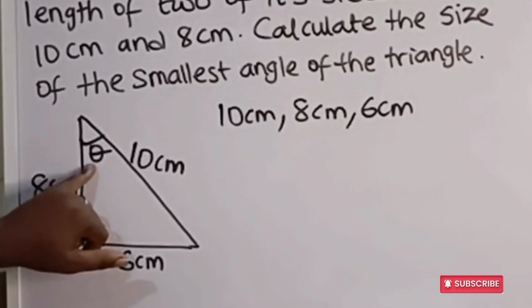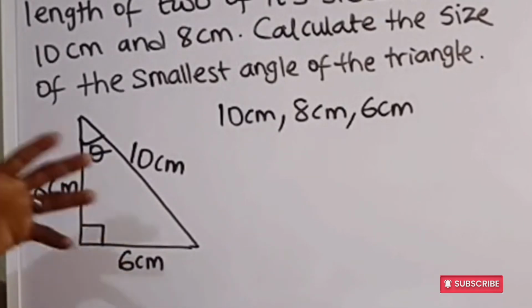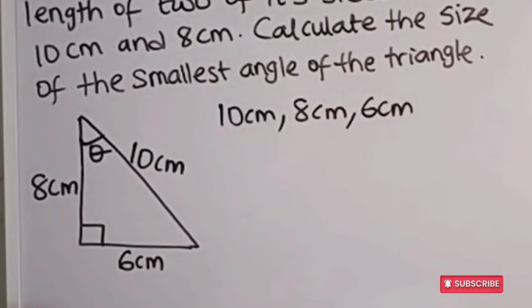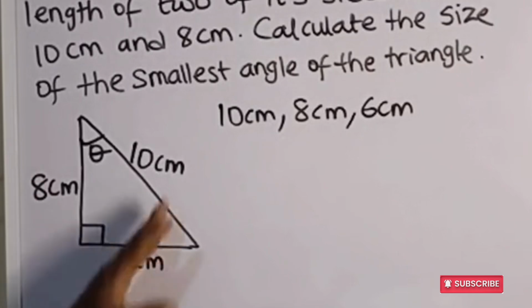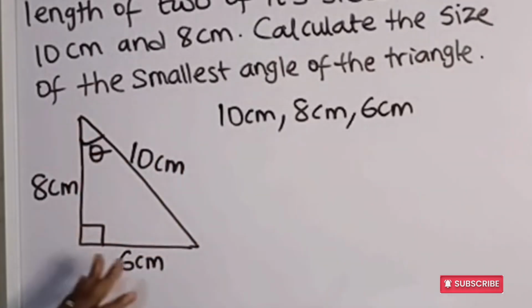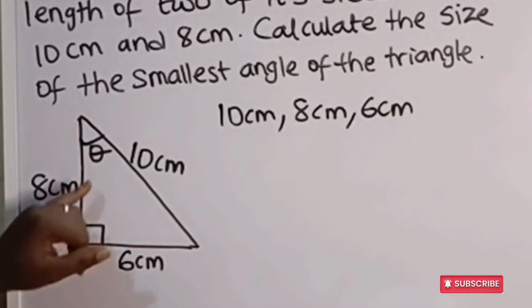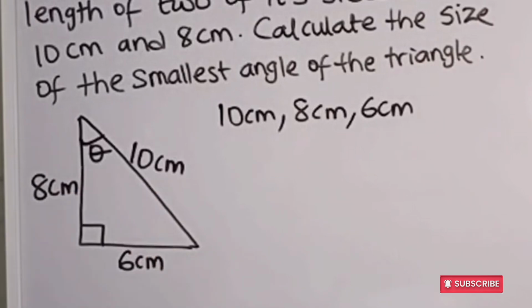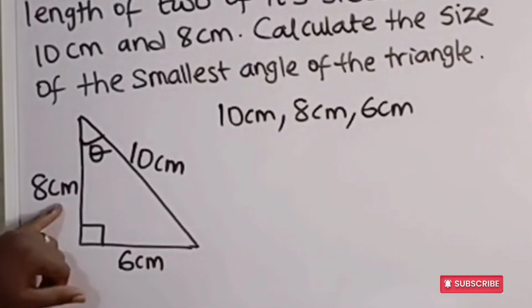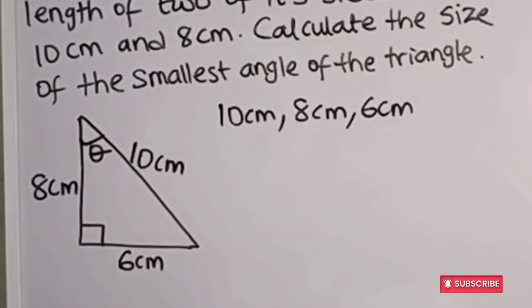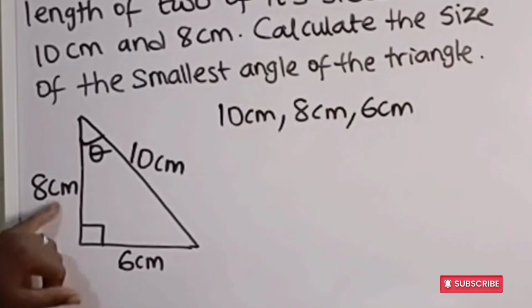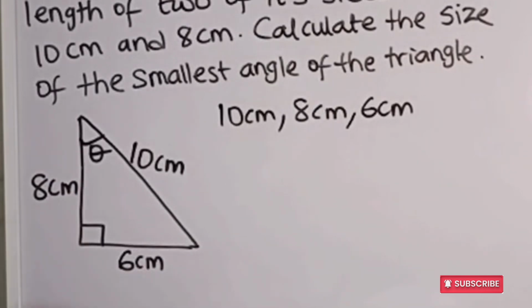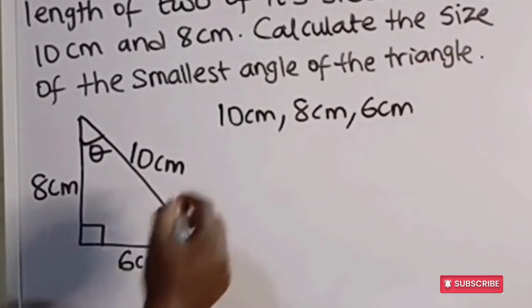Then we want to find what the smallest angle will be. We can use either SOH, we can use CAH, we can use TOA. Why can we use any of them? Because the three sides of this triangle we are given. Okay, so if I decide to use SOH, SOH is opposite over hypotenuse. If I decide to use CAH, CAH is adjacent over hypotenuse. If I decide to use tan, tan is opposite over adjacent, and all of them are given in this particular question. But let's go with sine, which is SOH.